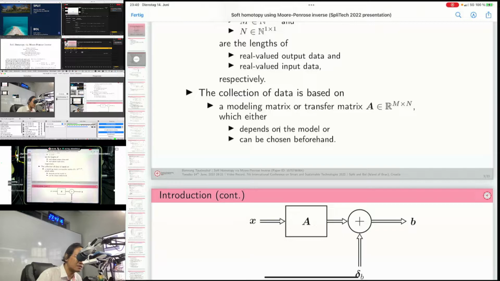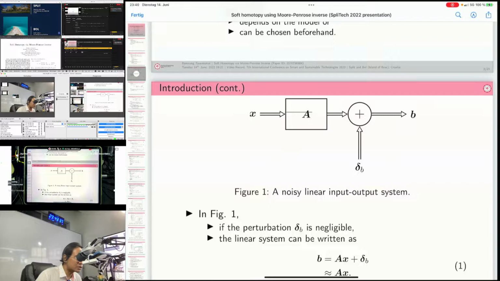We have the input signal x, which is unknown, and we would like to find the vector x. It is passed through the system transfer function matrix A, and it can be perturbed by error or noise due to electrical imperfection, and after that we get the observation. But in this work we will not consider the effect of the noise yet. If the noise is very low, we can approximate the observation as the product between matrix A, the transfer function, and the input signal x.